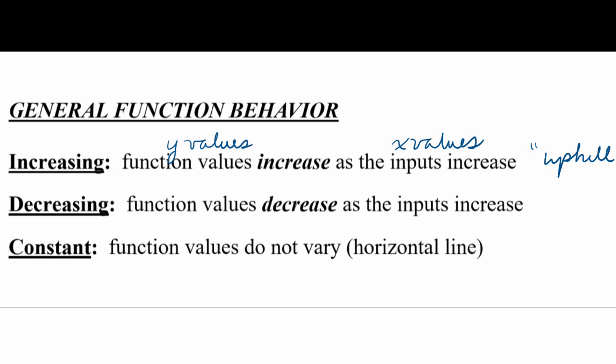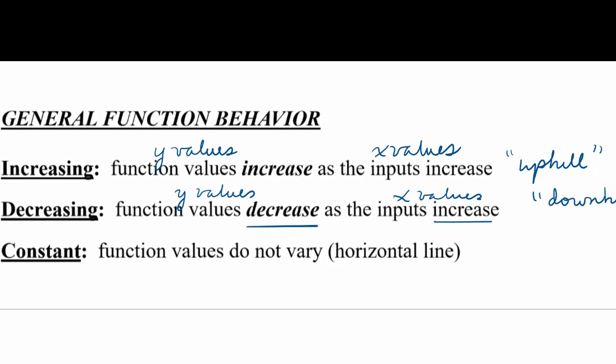Okay? And then a decreasing behavior, now the function values or your y coordinates are decreasing, they're getting smaller as the inputs increase, as x gets larger. So in a graph, you would be looking at a function where the function looks like it's going downhill, right?